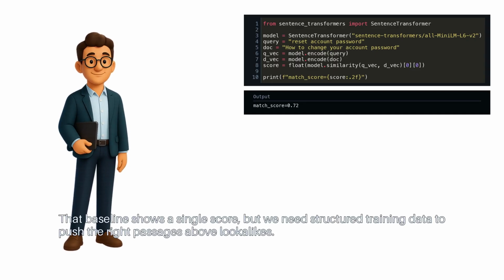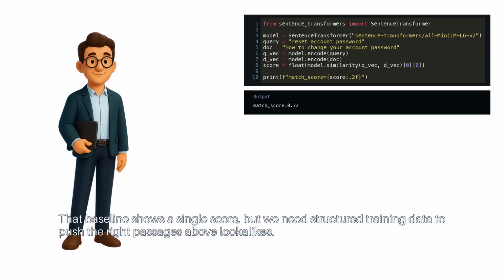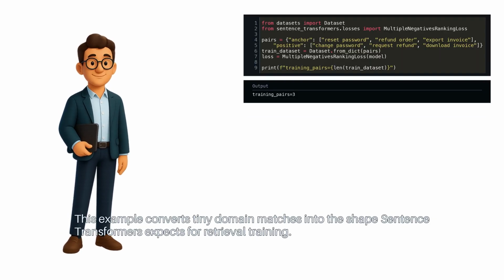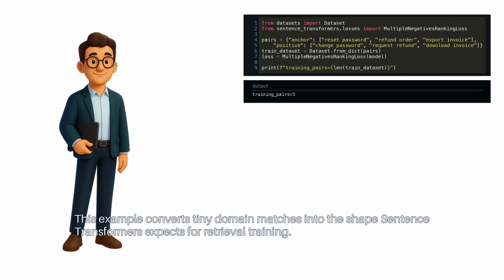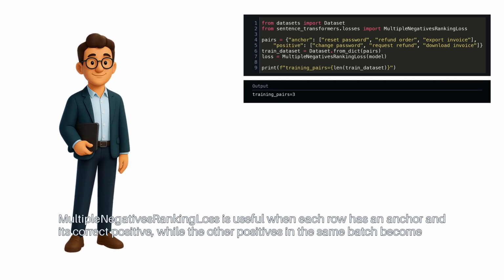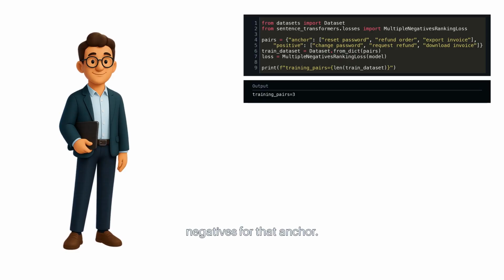That baseline shows a single score, but we need structured training data to push the right passages above lookalikes. This example converts tiny domain matches into the shape sentence transformers expects for retrieval training. Multiple negatives ranking loss is useful when each row has an anchor and its correct positive, while the other positives in the same batch become negatives for that anchor.